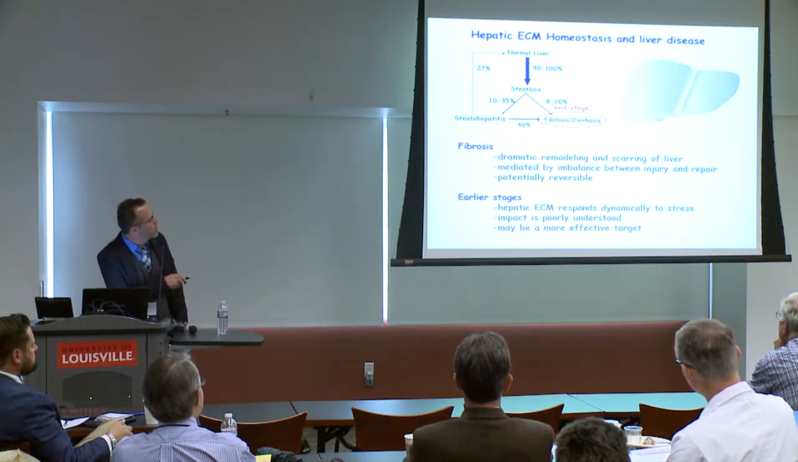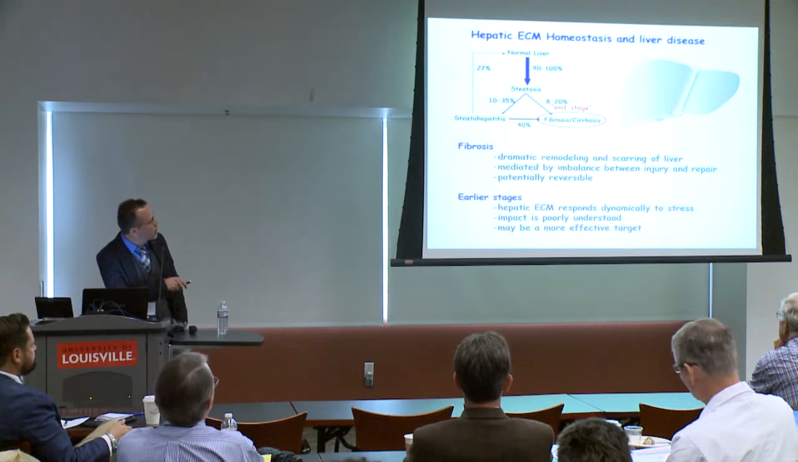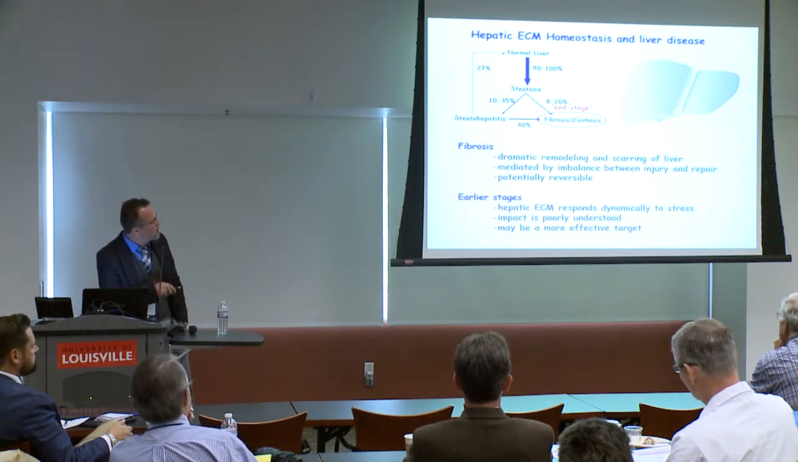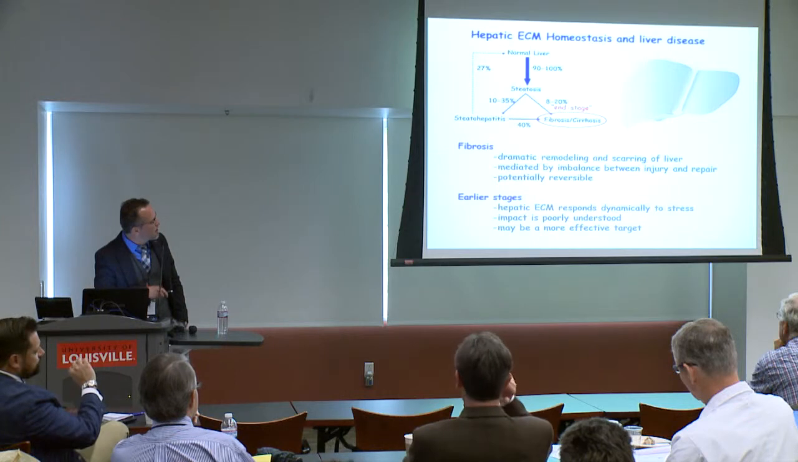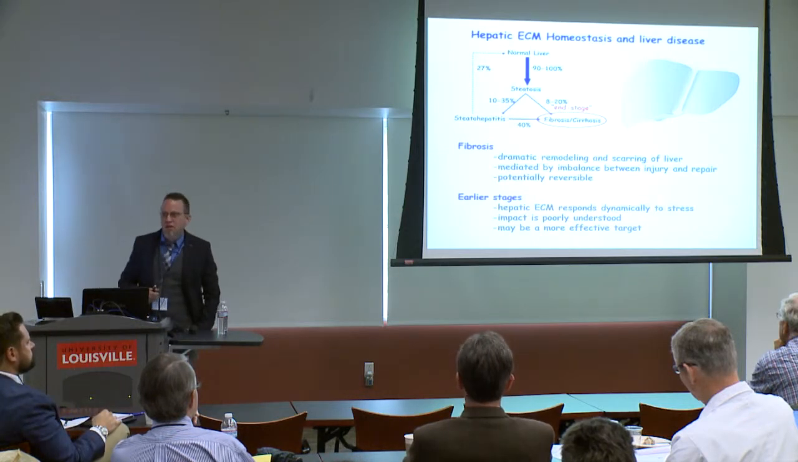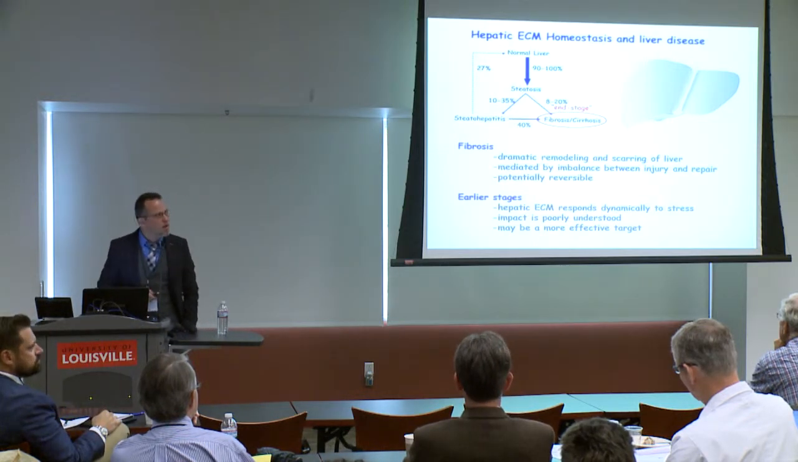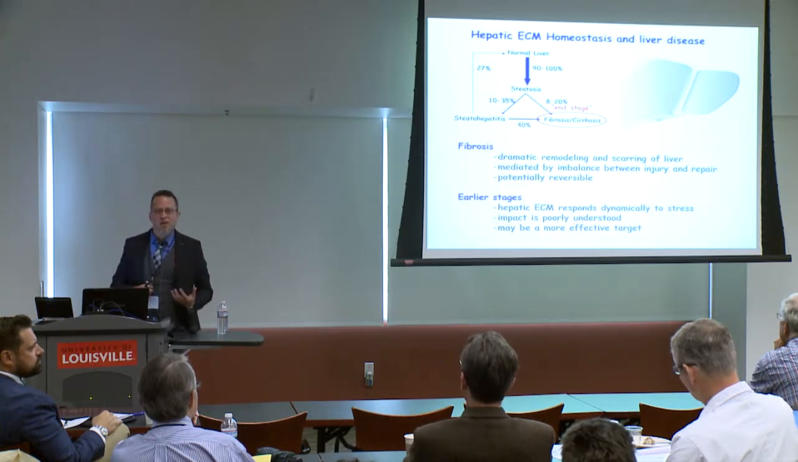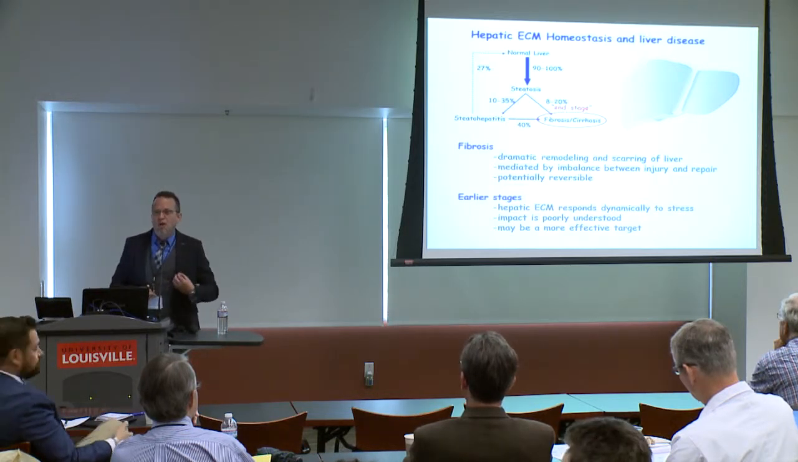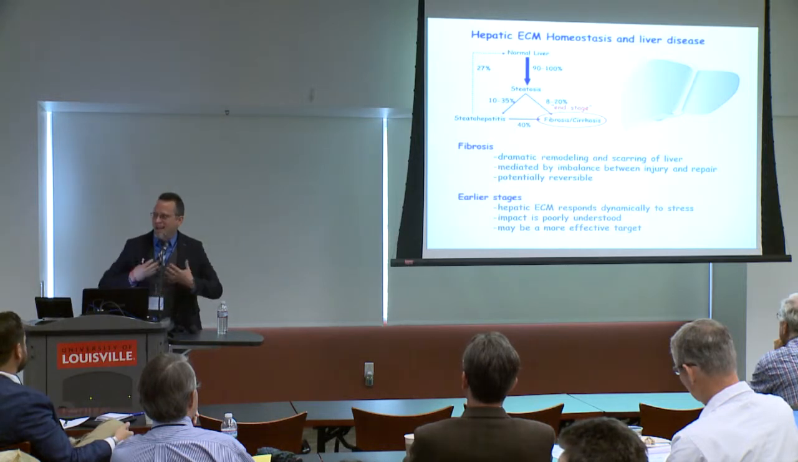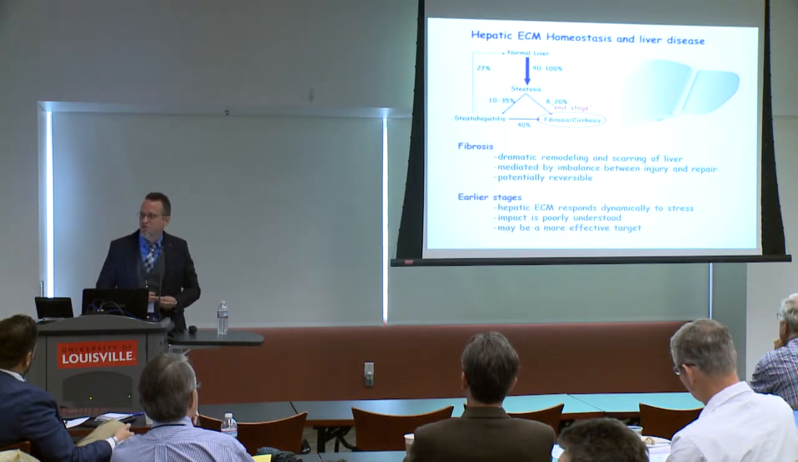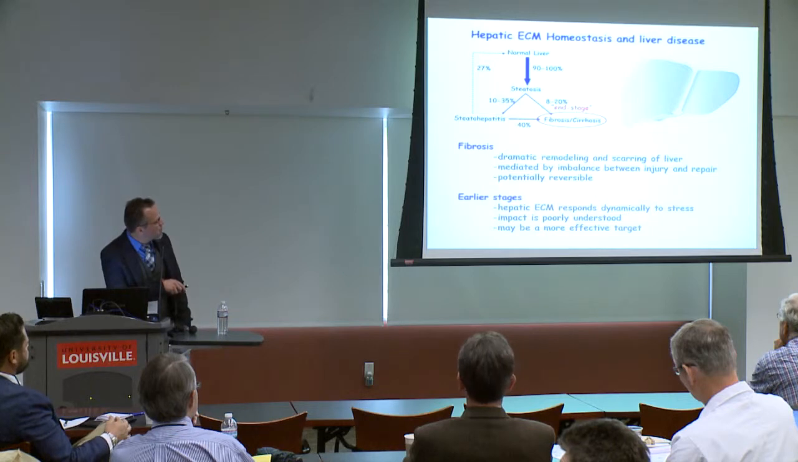So fibrosis, of course, is well known to have dramatic remodeling and scarring of the liver. It's mediated by an imbalance between injury and repair, and synthesis and degradation. It is potentially reversible, hopefully with better understanding of these mechanisms by which this occurs. We can develop targeted therapies to enhance the normal ability of the liver to resolve from damage.